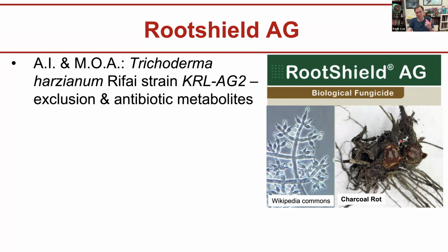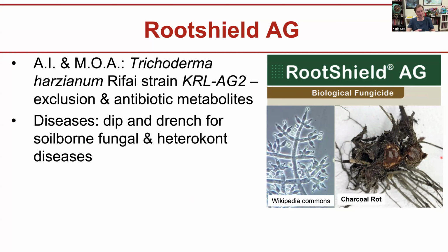Trichoderma harzianum, RootShield. You dip in there. We don't really have charcoal rot, but it looks like I might have found a couple instances in New York State. This fungus is just a terrible competitor. It'll outcompete everything. The bread mold in your fridge. It'll outcompete bathtub mold, and it'll outcompete root disease pathogens on strawberry. And once again, you dip and drench.